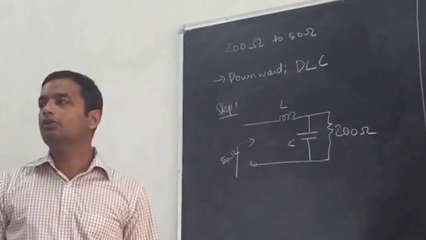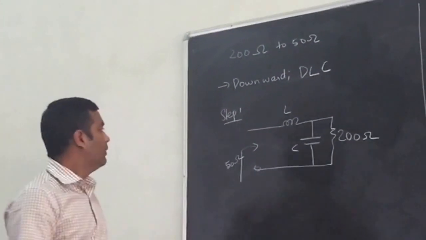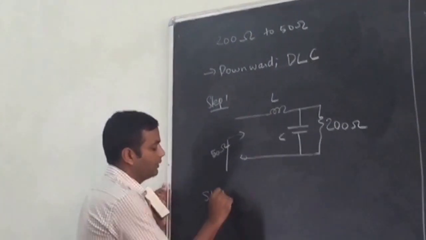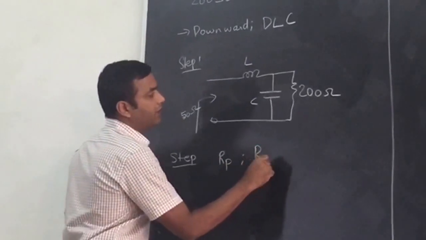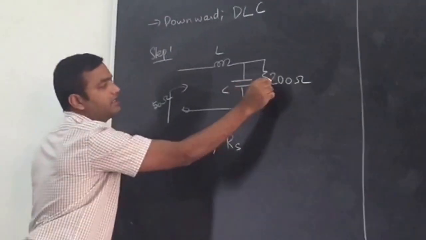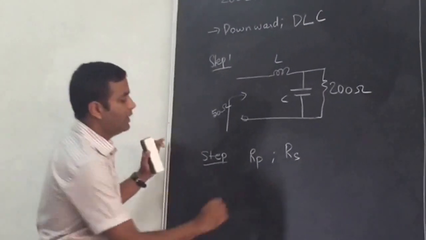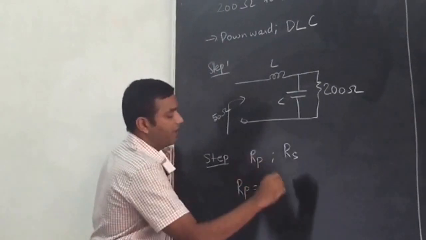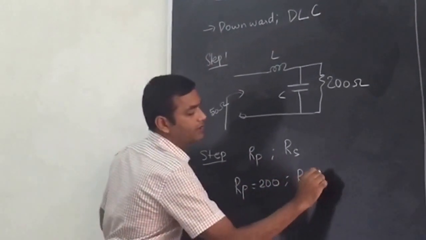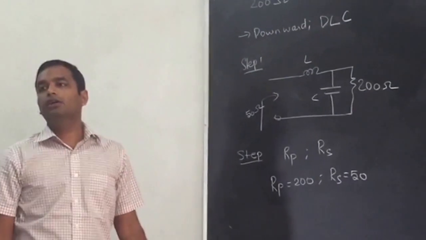Step 2: identify RP and RS. Can someone tell me, are these two connected in series or in parallel? They are connected in parallel. So RP is 200 ohms, and RS will be 50 ohms. Yes or no? So what is Q?